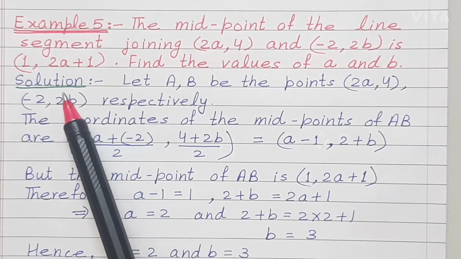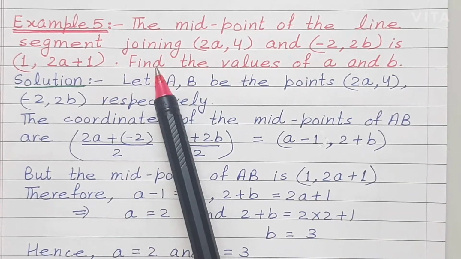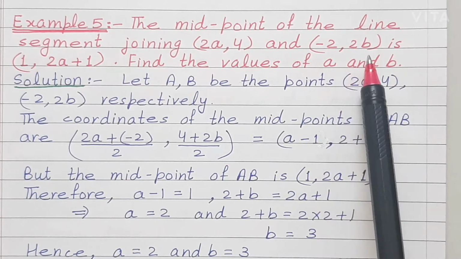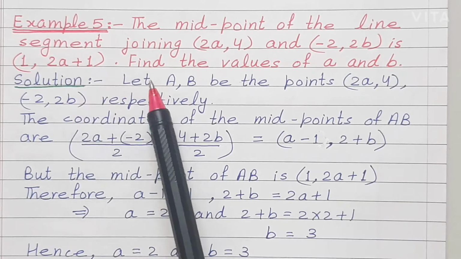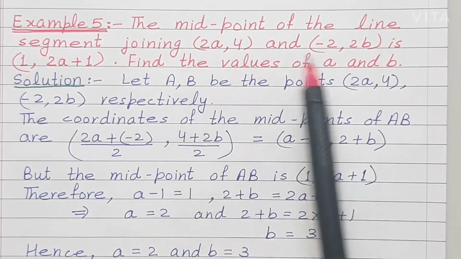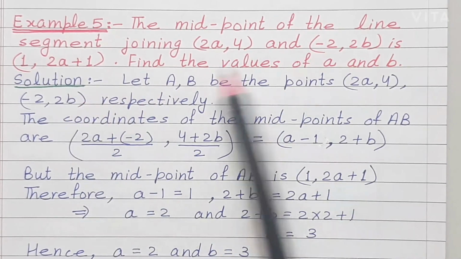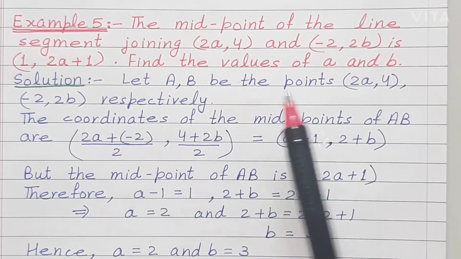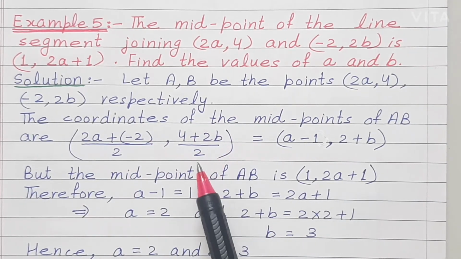Now the next example: the midpoint of the line segment joining (2a, 4) and (-2, 2b) is (1, 2a + 1). Find the values of a and b. Students, it is very simple. The midpoint is given and the two coordinates are given where there are two unknown values. So let us apply the midpoint formula, that is (x1 + x2)/2, (y1 + y2)/2.